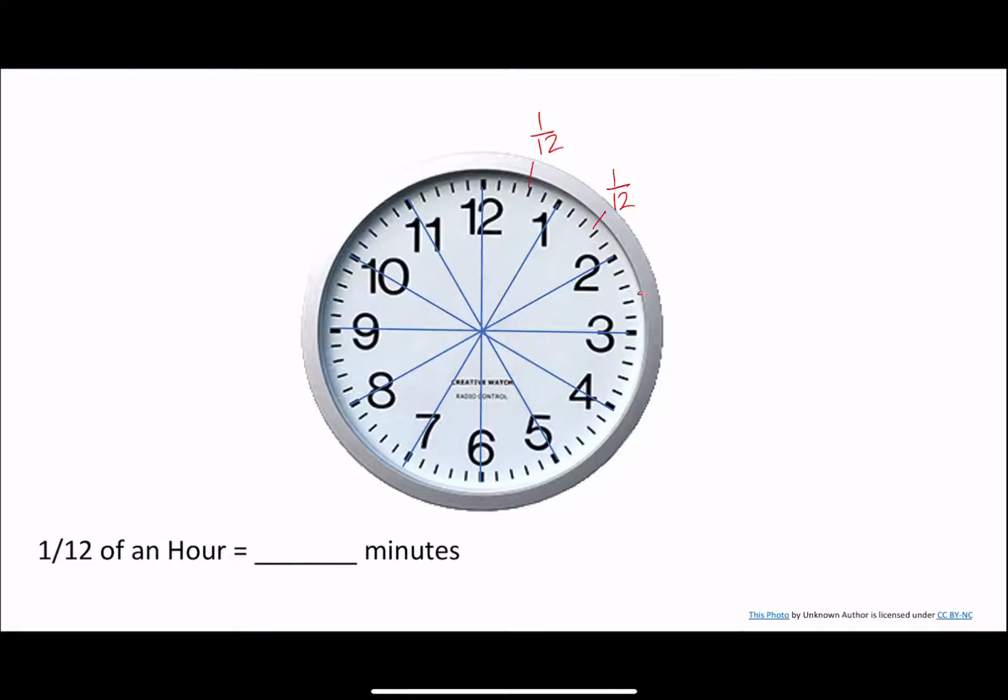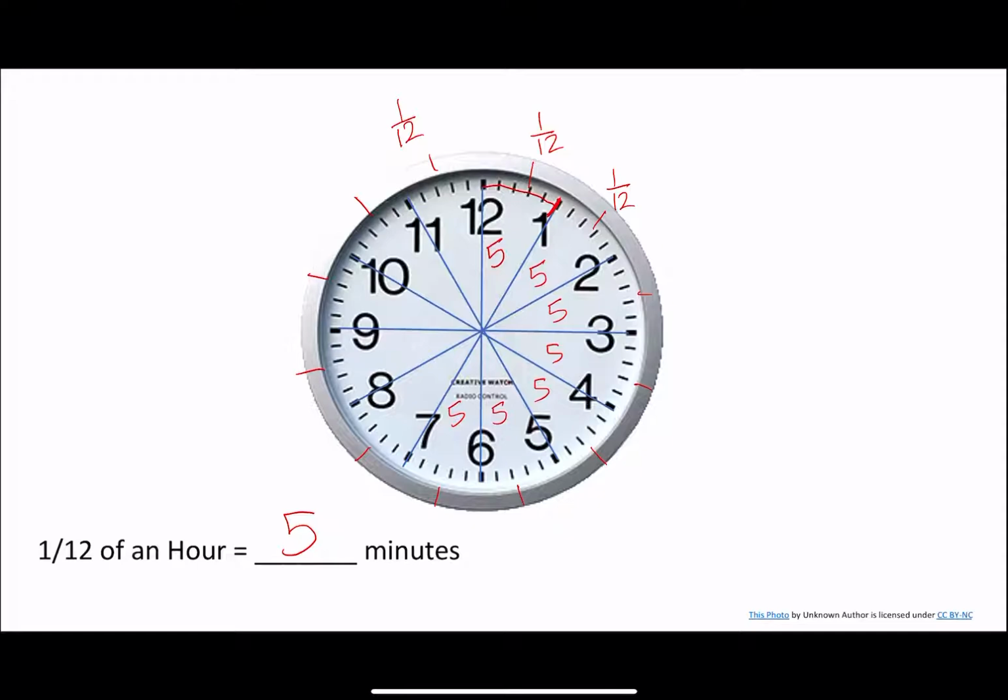1, 2, 3, 4, 5, 6, 7, 8, 9, 10, 11, 12. How would we know that there were 12 of them? Well, we would look at the denominator, and we would say 1 out of 12. Well, there must be 12. So then I'm going to say, all right, well, I could count by fives. There's only 1 in this 12th, or I could count by ones, 1, 2, 3, 4, 5. So how many minutes are in 1/12? 5 minutes.